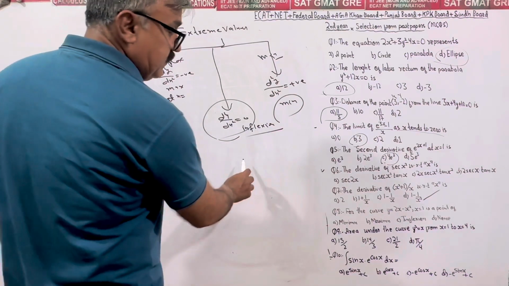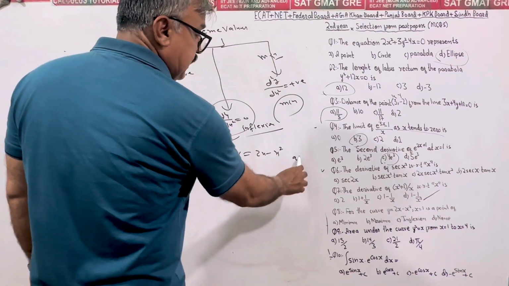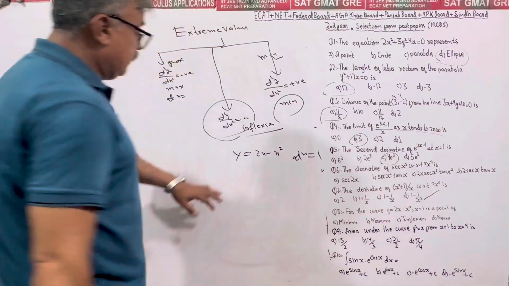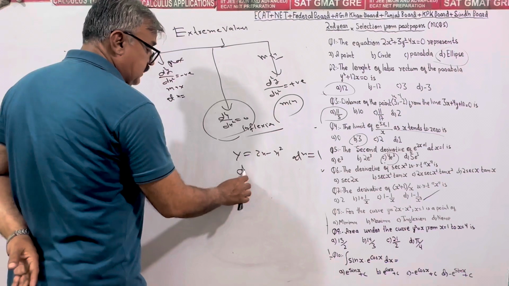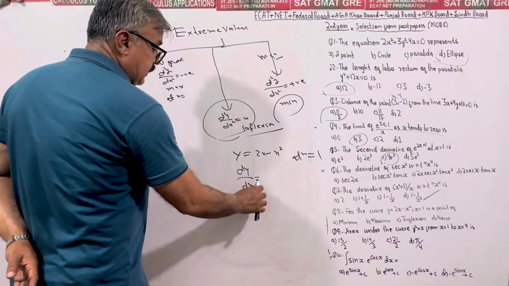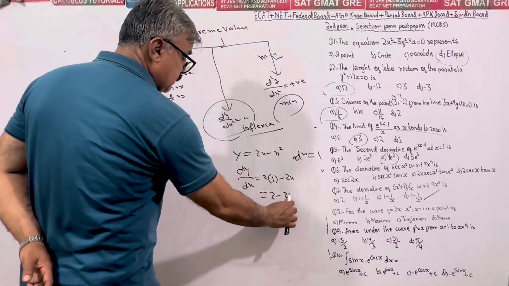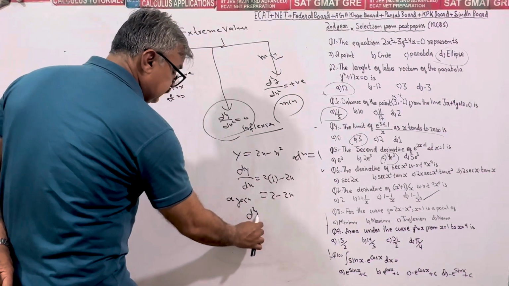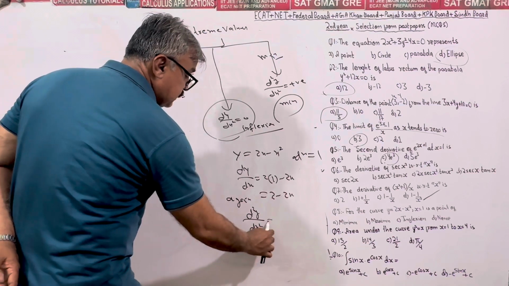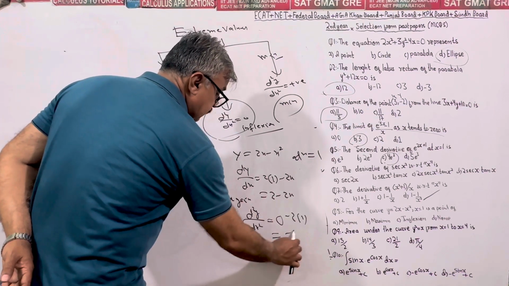So what is given? The question is 2x minus x square at x is equal to 1. We have to sort out whether it is max or min. For max or min, we have to differentiate two times. dy over dx: the differentiation of 2x is 2, of x square is 2x, so 2 minus 2x. Again differentiate: the double derivative d square y by dx square is 0 for the constant, and the differentiation of 2x is 2, so negative 2.